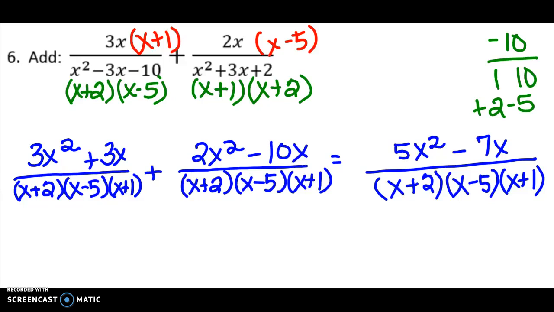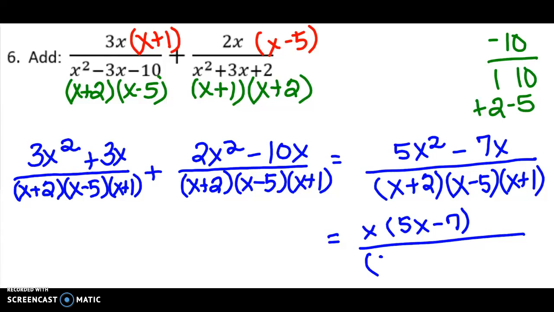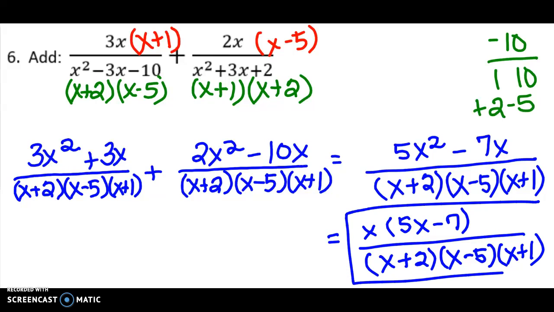Okay, check the numerator out. Can we factor it? Well, the only thing that we could do to factor that numerator is take out a GCF of x. So if I take out an x, that leaves me with 5x minus 7, which is not helping us cancel anything in the denominator, but that's okay. We still factored it. And that's it. There's nothing that we can cancel, so we're done.